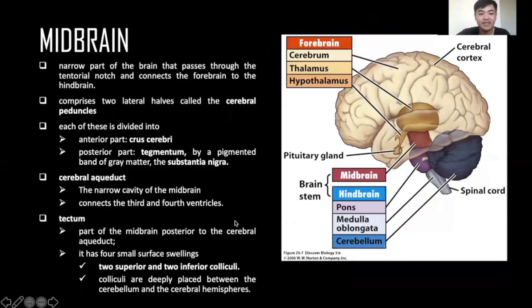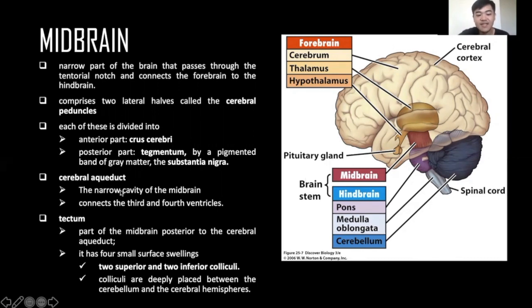Now we go to the midbrain. The midbrain is a narrow part of the brain that passes through the tentorial notch and connects the forebrain to the hindbrain. It comprises two lateral halves called the cerebral peduncles. Each of these is divided into an anterior part, the crus cerebri, and a posterior part, the tegmentum, by a pigmented band of gray matter, the substantia nigra.